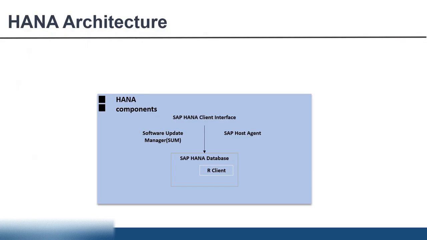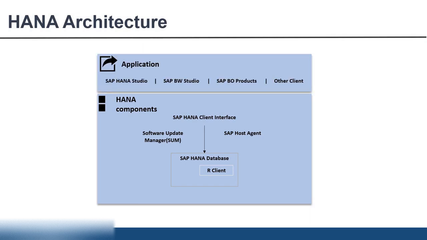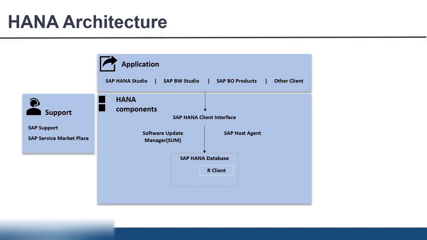So now you will learn about architecture of HANA. This is a high-level overview of HANA architecture. Here you can see the main component of architecture is HANA database. And then on top of that you can see different front-end applications. And here you can see HANA Studio, BW Studio, different BO products and other clients. Then on left hand side you can see HANA support.